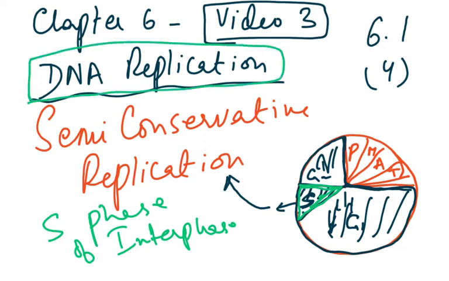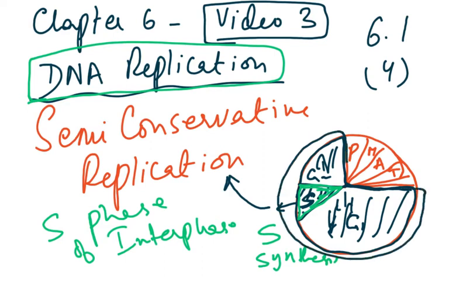That means the chromosome number, which is 46 in humans, will become 92 chromatids. So DNA replication is going to occur in the S phase. S stands for synthesis phase. So the S phase of interphase, this whole part up to here, is all called interphase.